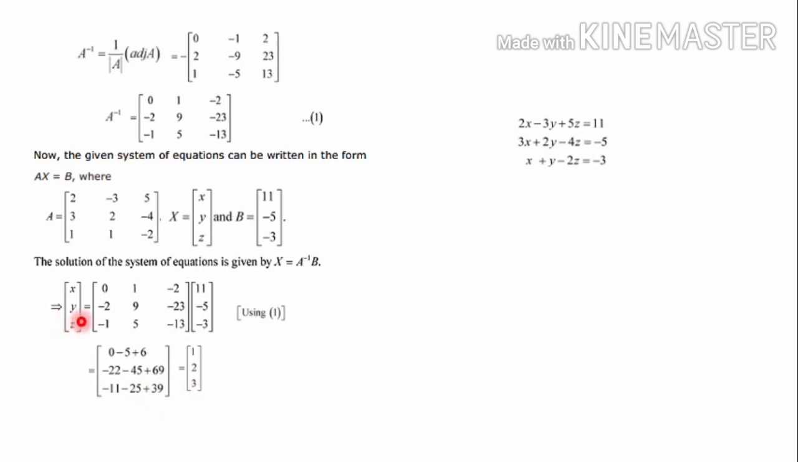So here two matrices we have got equal, that is the matrix x, y, z is equal to the matrix 1, 2, 3. So the corresponding elements will be equal. x is equal to 1, y is 2, and z is 3.